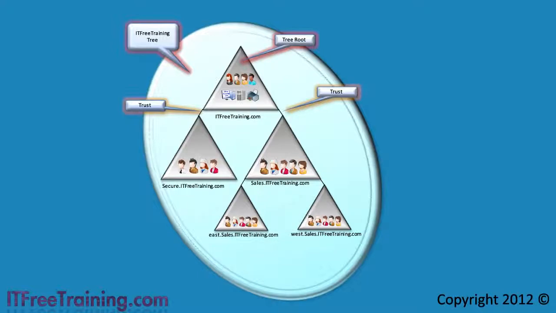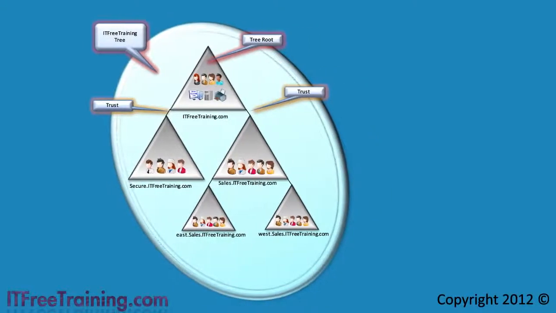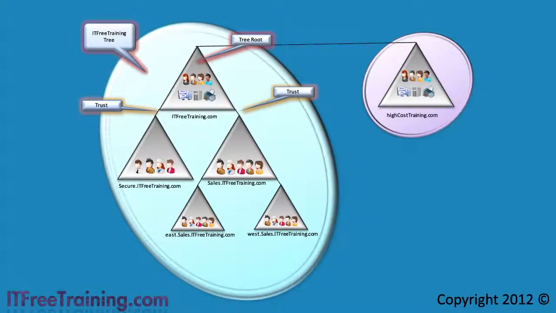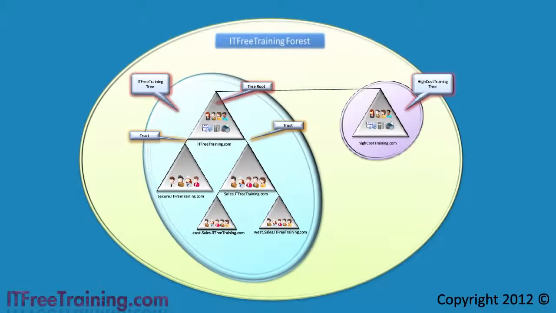The next question is what would happen when you add another domain that has a different namespace to the other domains. For example, if I added the domain highcosttraining.com. When this happens, the new domain, High Cost Training, will be part of a new tree. I now have two trees, the IT Free Training tree and the High Cost Training tree. So far, I have looked at the root domain and child domains in a tree, but there is one structure that links all these together called a forest.